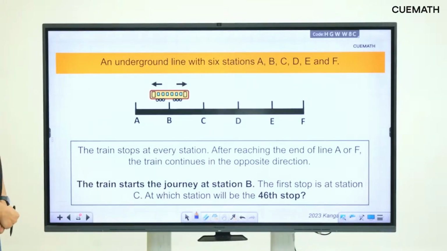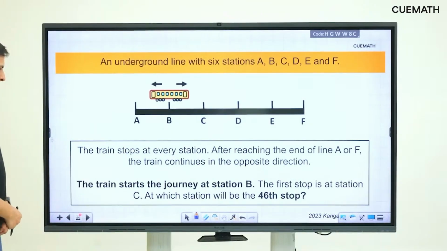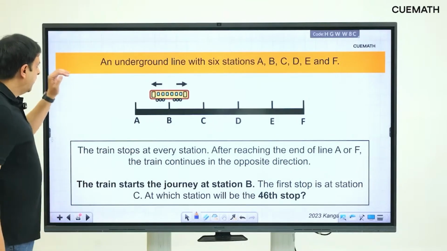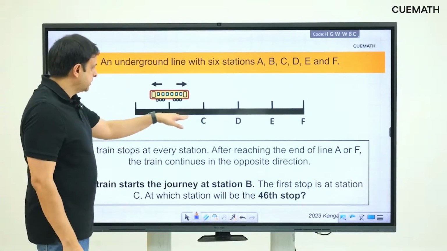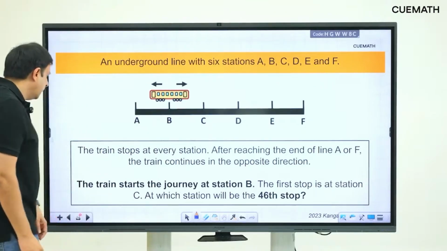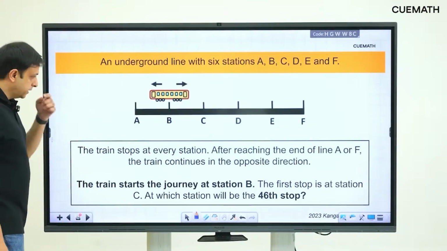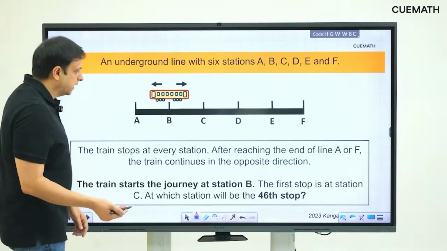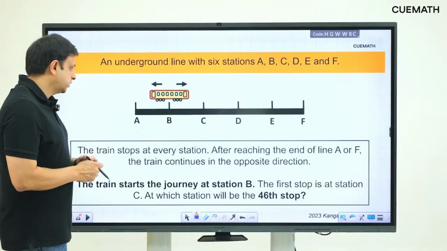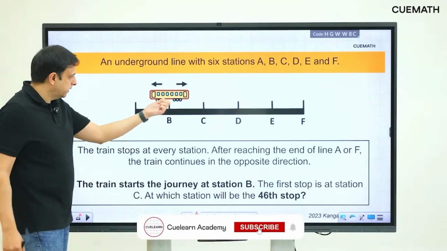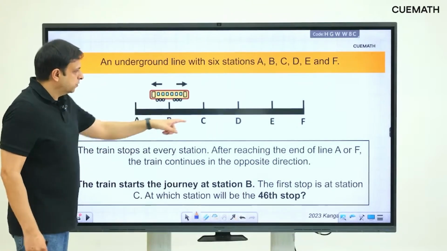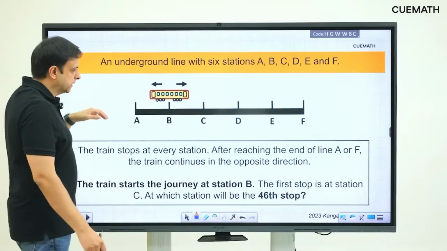Okay, now this one is maybe slightly more challenging, so take your time to think through this one. An underground line with 6 stations A, B, C, D, E, F is shown here, and the train stops at every station, and after reaching the end of the line at A or F, the train continues in the opposite direction. So for example, if the train reaches here at stop A, then it will go to stop B and so on till F, then it will reverse its direction.